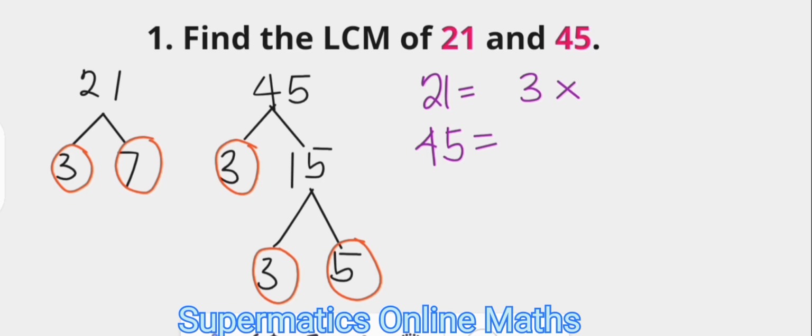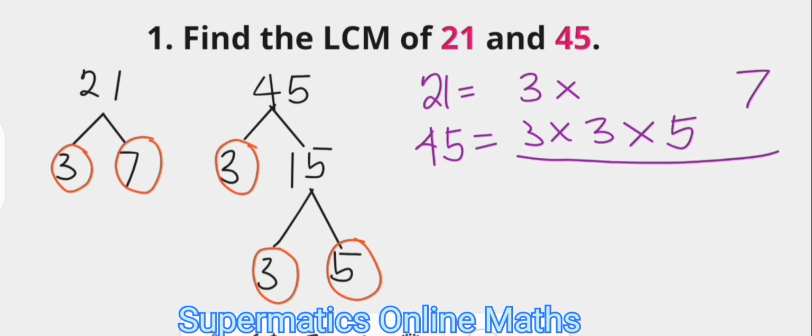times 5, so we'll be moving the 7 far in order to ensure that the same factor from the two numbers align. So for 45, we have 3 times 3 times 5, and we draw a line under them. So looking at every column that we've got here, because every column will be represented in the LCM.